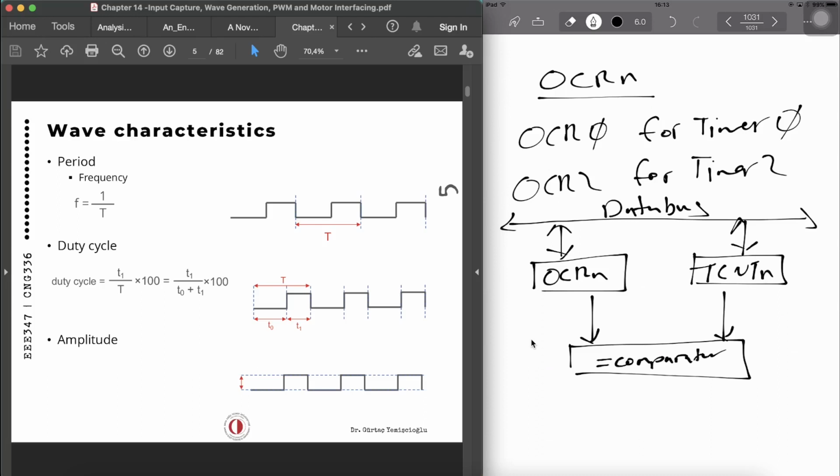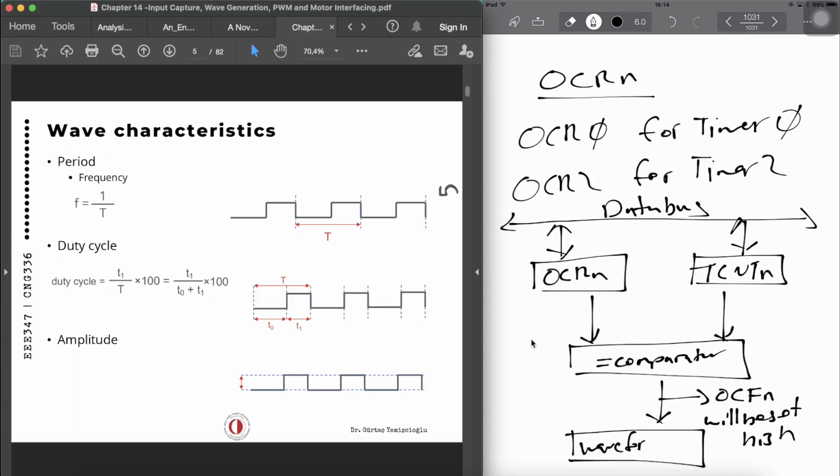Now, when they're compared, what will happen is when they're matching, it is actually going to generate an OCFn flag. Okay, so the OCFn flag will be set high. And over here, when they're matching, we have a tool which we call the waveform generator, which is actually going to generate a waveform on the OCn pin.